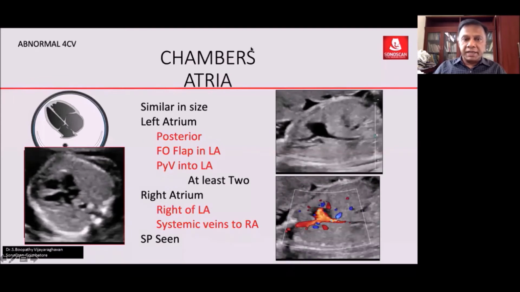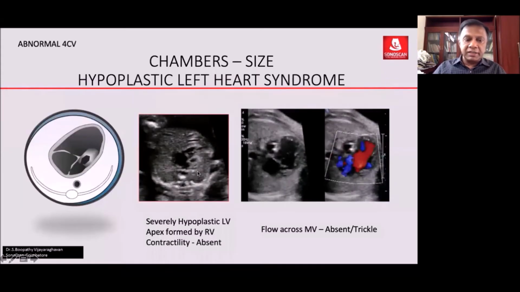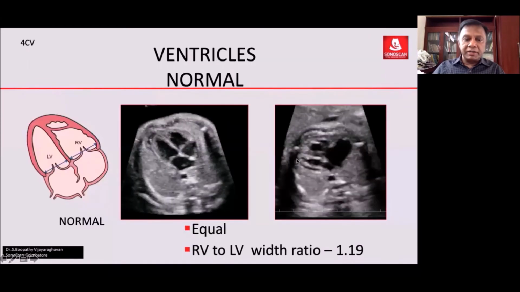Then we come to the chambers. The chambers are two atria and two ventricles. The atria are similar in size. In the normal position, the left ventricle is posterior and to the left, the right ventricle is anterior and to the right. They are similar in size. You have hypoplastic left ventricle. It should be severely small, and the apex should be formed by the right ventricle, with a disproportionately smaller left ventricle.